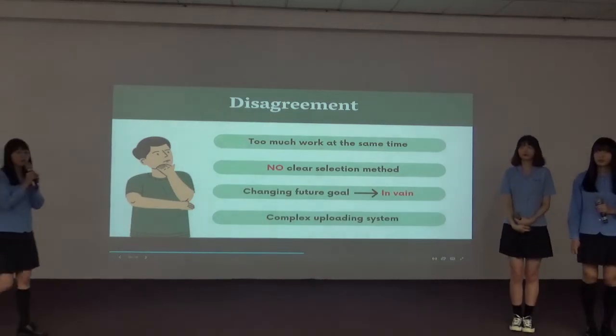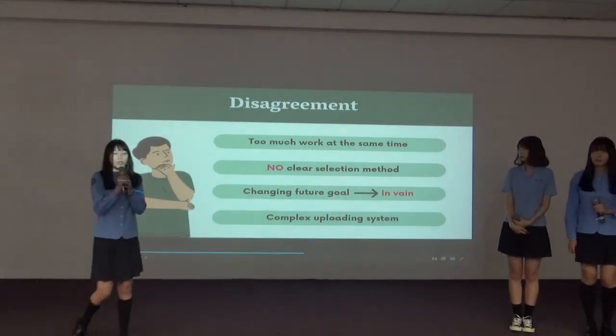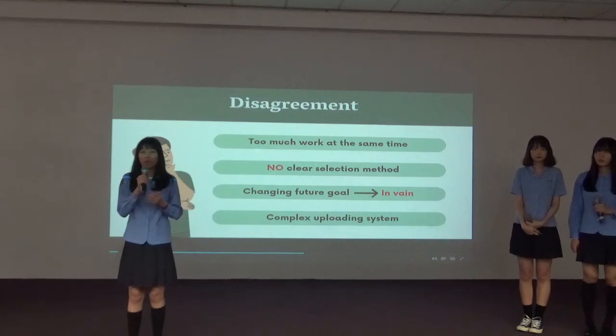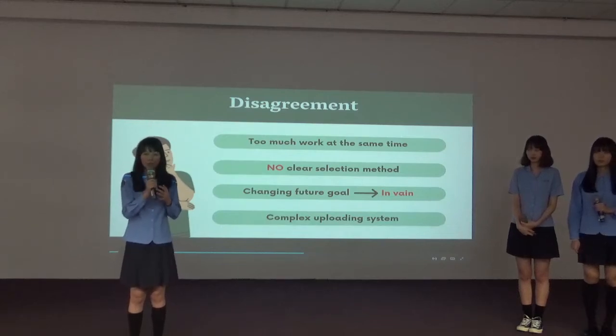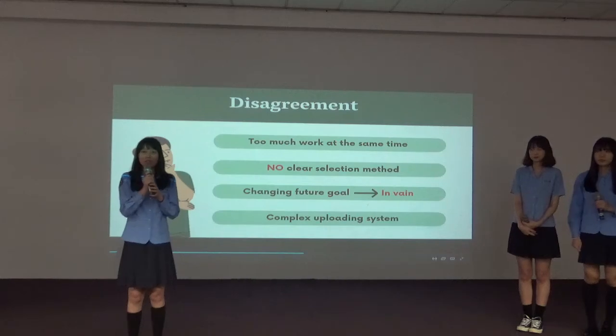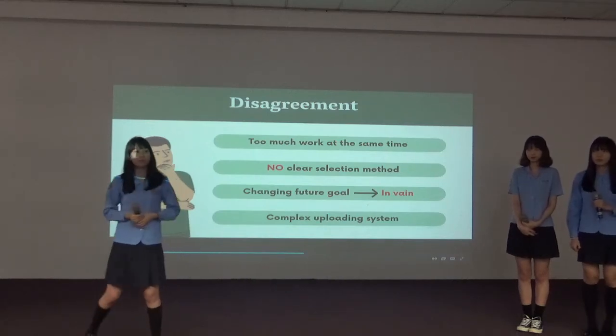However, they propose several reasons for objection. For example, students cannot handle studying and doing the e-portfolio at the same time. In turn, it will be a pressure, and the university has not determined a clear selection method. If the future goal changes halfway, everything uploaded within the 3 years in high school will be wasted. Also, the limitations cause many problems, such as the file quality suffering.